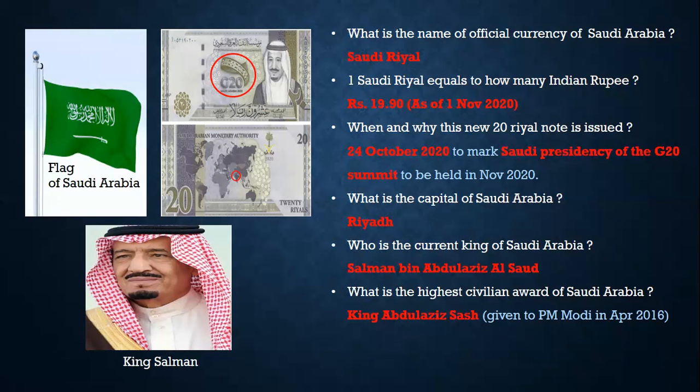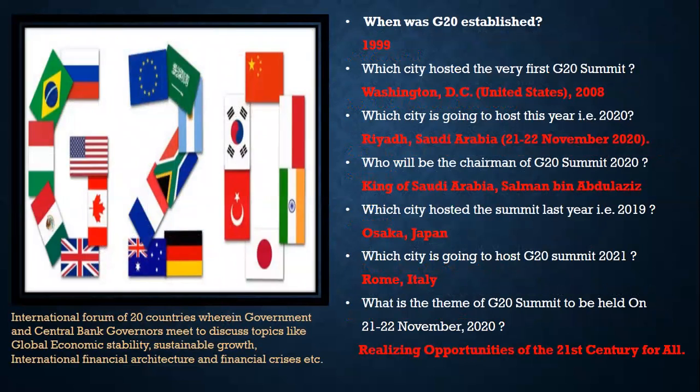Moving on to the second keyword, that is the G20 summit. The G20 summit is an international forum of 20 countries wherein the government, specifically the finance ministers and the central bank governors, meet and discuss topics like financial crisis, global economic stability, sustainable growth, and many more things. The questions that can be asked from this topic are: when was the G20 established? The answer is the year 1999. So in the year 1999, the G20 summit was established.